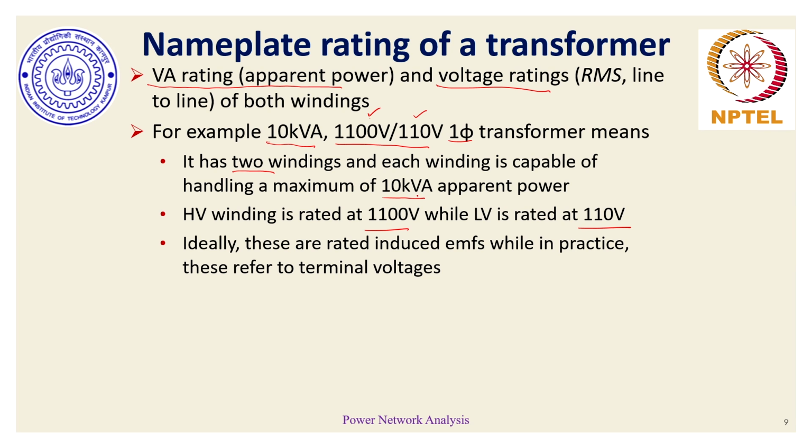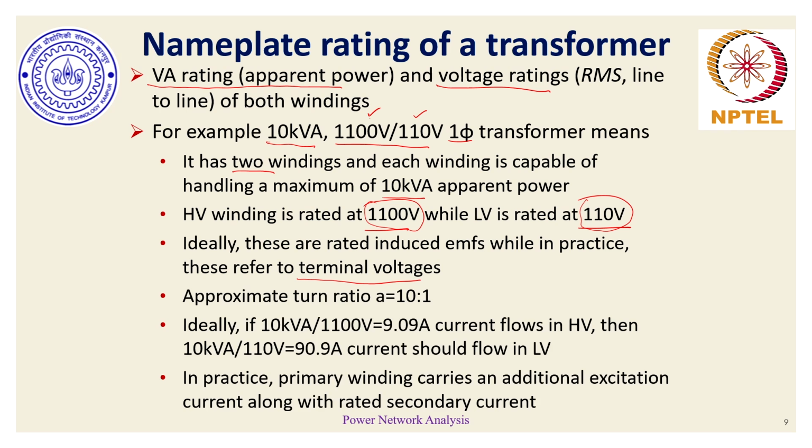In practice, the voltages that are mentioned are actually the rated induced EMFs, but for performance analysis, we can also consider them to be equal to terminal voltages as long as the transformer has a low voltage regulation. And the turn ratio is approximately 10:1 because this is essentially coming from 1100 volt by 110 volt, assuming these to be the induced EMFs or terminal voltages.